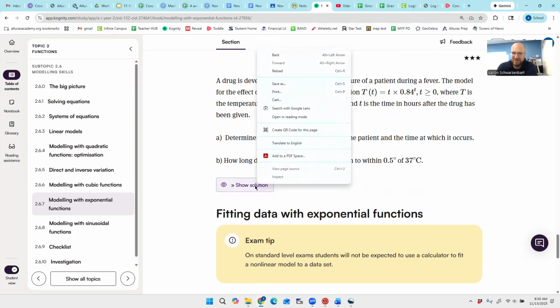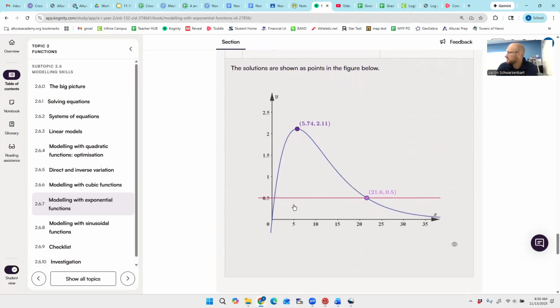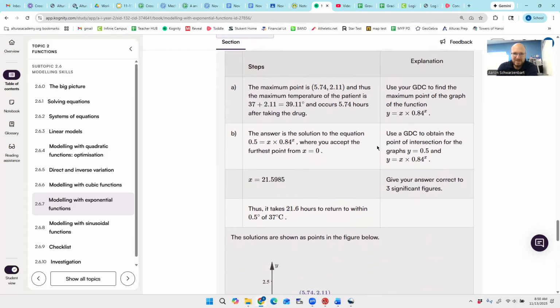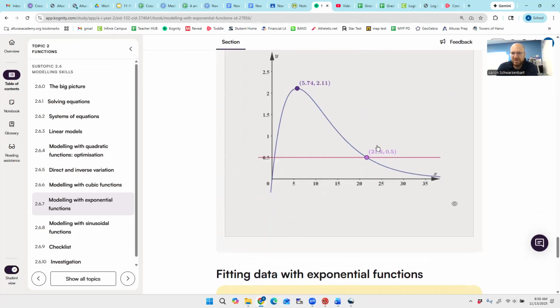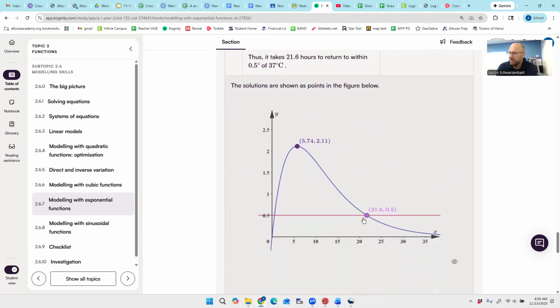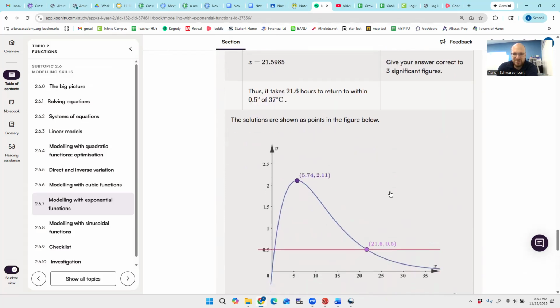So I would just go ahead and graph this. Oh, okay. It's above 37. They ask, how long does it take to return to within 0.5? So this one graph can show both the maximum and, if you have the 0.5, you can show that it's 21.6 hours.